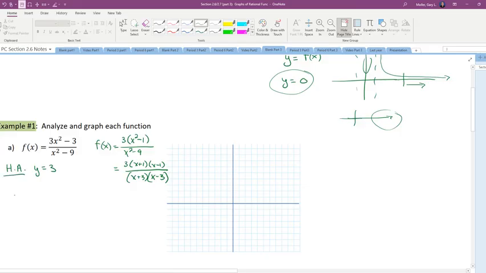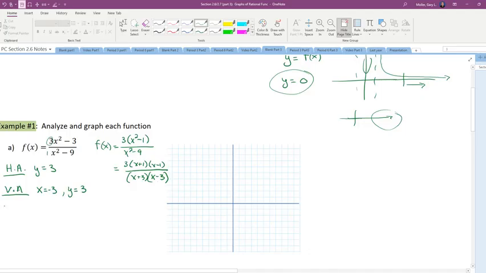My vertical asymptote: none of our trouble factors in the denominator canceled, so we know we have a vertical asymptote at each of -3 and +3. The fact that the horizontal asymptote is 3 has nothing to do with that, right? The horizontal asymptote came from the fact that we have 3 over 1. The vertical asymptotes come from the fact that when we factor the denominator, 3 and -3 make it 0.